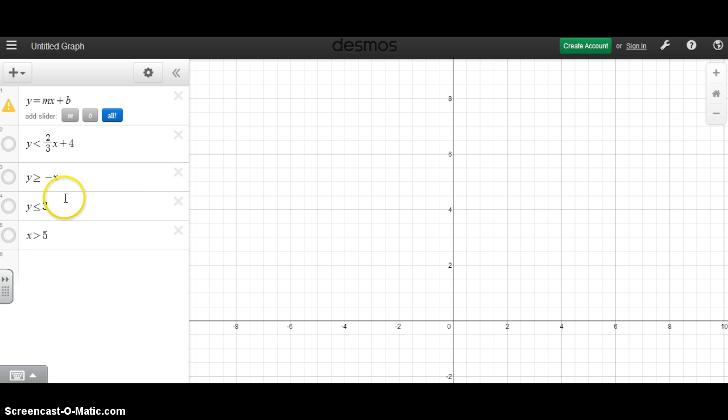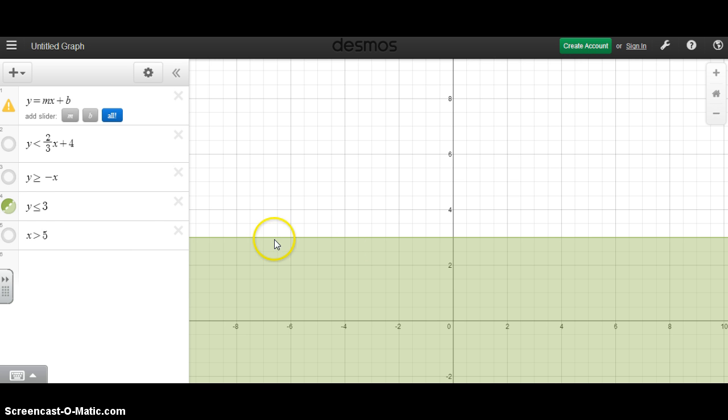Now if we look at this, will it be dashed or solid? Well, it's going to be solid because it's equal to. And since it's less than, that tells me we're going to shade below. So I'm going to shade over here. So let's reveal that graph. Right over there. Bam. Given to you. So we have y is less than or equal to 3. Solid line, shade below it.